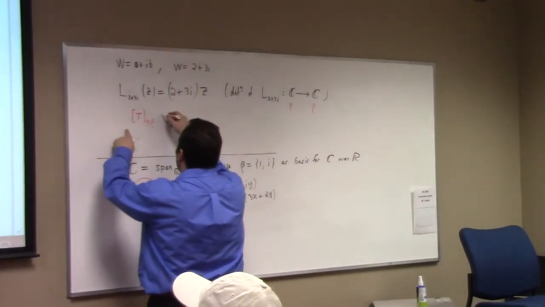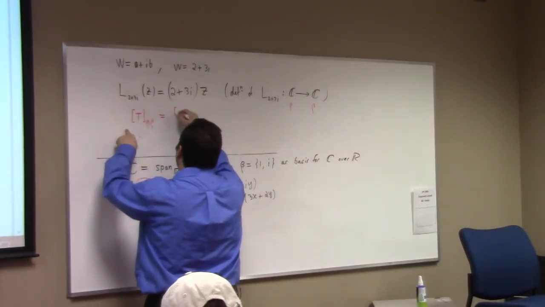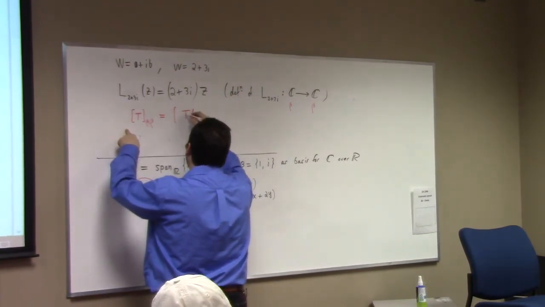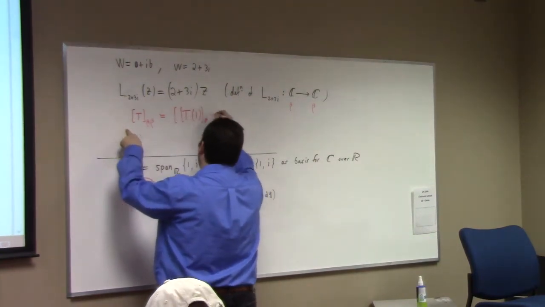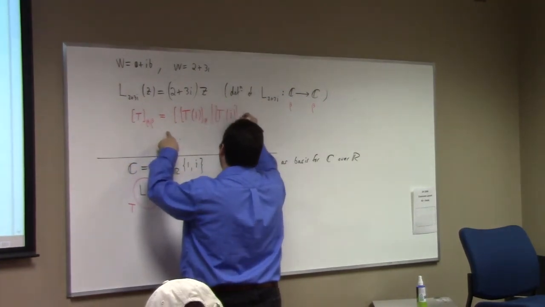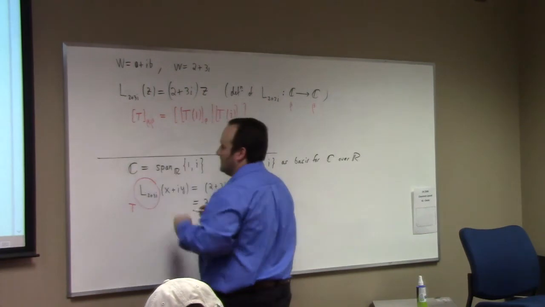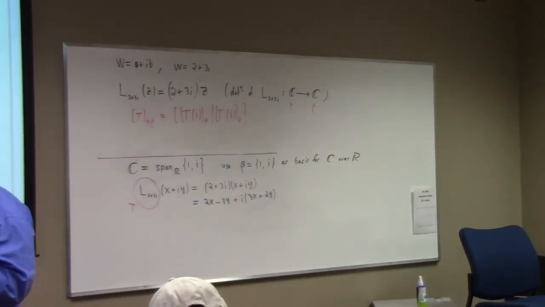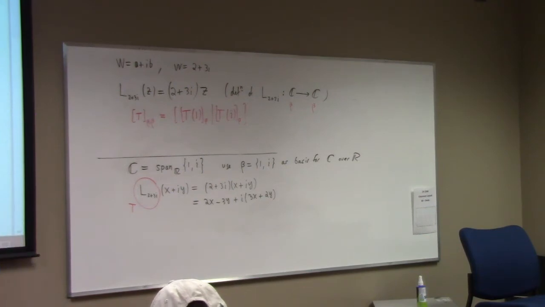So I said that should be what? If we follow, it should be T of 1, right? With respect to the beta basis, that's the first column, and then T of i with respect to the beta basis, that's the second column. Forget about my diagrammatics. If I just use the boxed black formula over there, V1 is 1, V2 is i. What is T of 1?